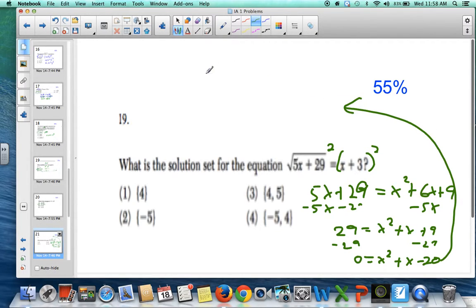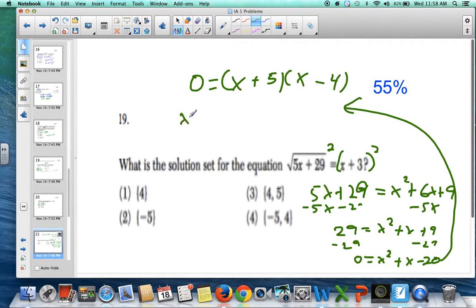And then I'm going to say 0 equals parentheses x and x. I'm looking for numbers that multiply to 20 and subtract to 1. That's 5 and 4. The bigger number gets this symbol right here, so that's going to be a plus, and this is going to be a minus. So now I check both of the answers.